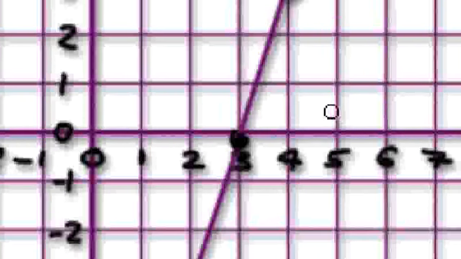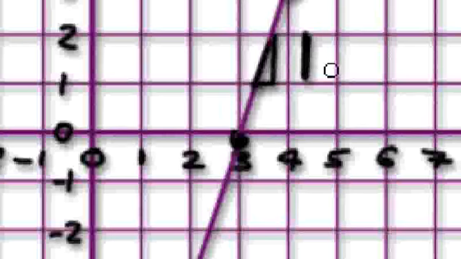You could actually use this triangle here. But the thing is, you know the up and down here, which is 1, but you don't know the left and right. It's quite hard.